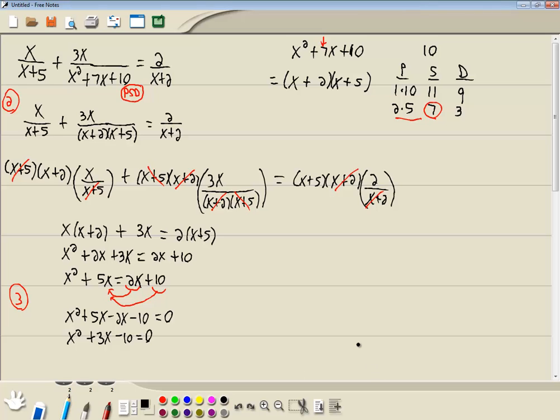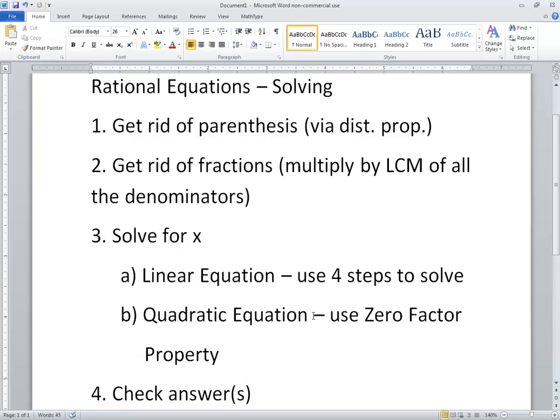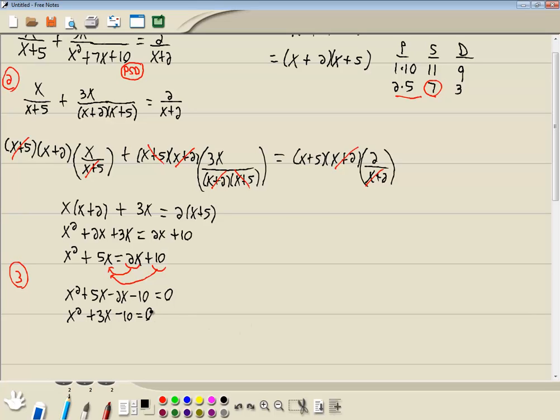Now where we're headed with this is we want to use the zero factor property to solve it. Zero factor property says you get 0 on one side, and then you factor the other side. Well, this would be the PSD method, again, because we have an x squared, x, no x. So in the PSD method, we take the number at the end, the 10, ignoring signs, and we create our 3 columns. Same numbers as above. So we got 1 times 10, 2 times 5.